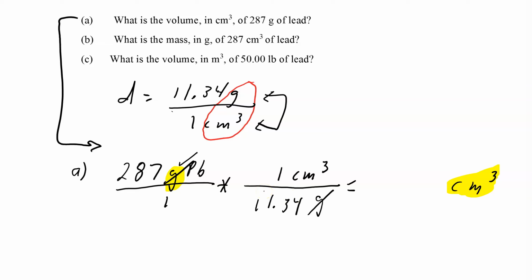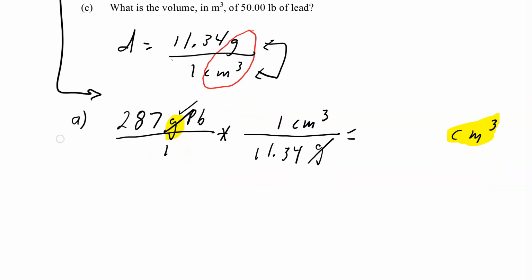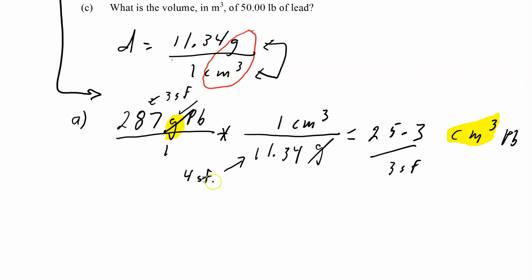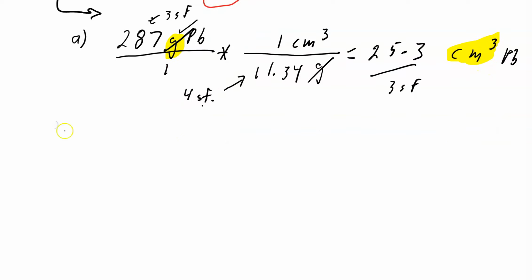So now we do turn on our calculator, we do the division, and we get a volume of 25.3 cubic centimeters of lead. Let's put our Pb here as our volume occupied in 287 grams. Three significant figures. Our starting measurement had 3 significant figures. Density is a measurement. It is not an exact number. I've got 4 significant figures in this density value. So my answer has to be 3 significant figures. Let's go to part B now.